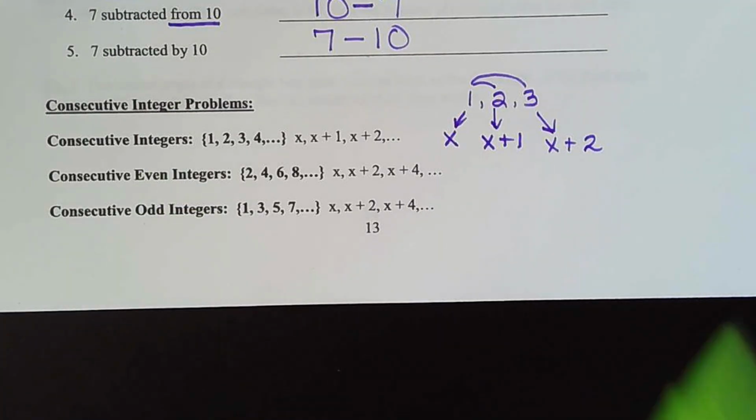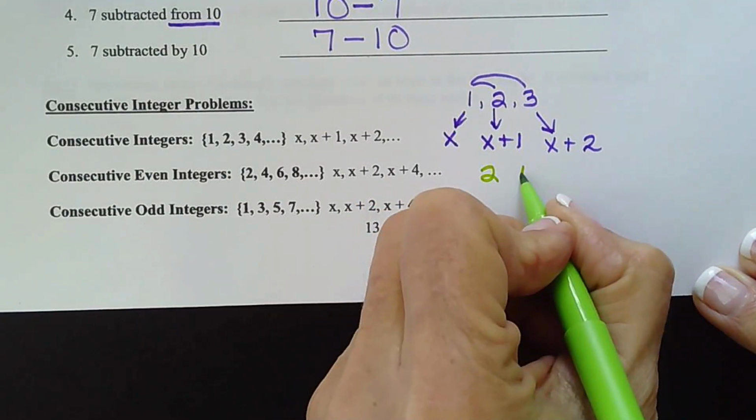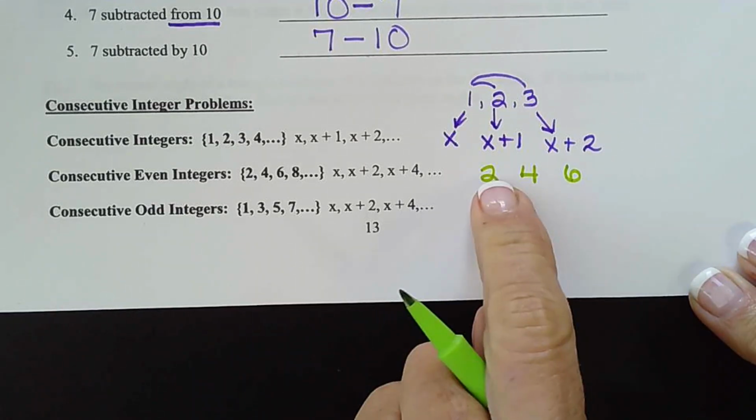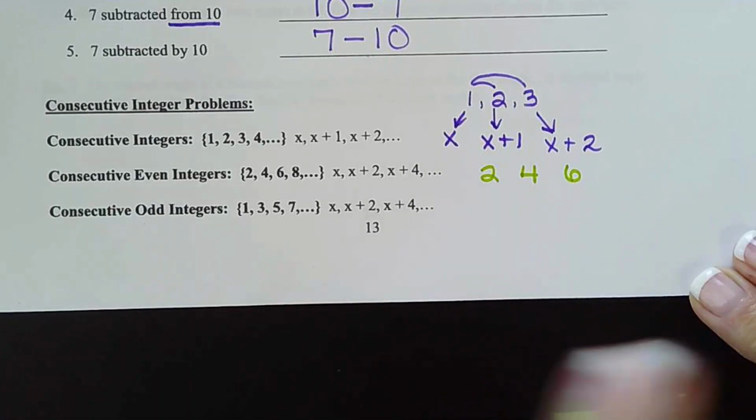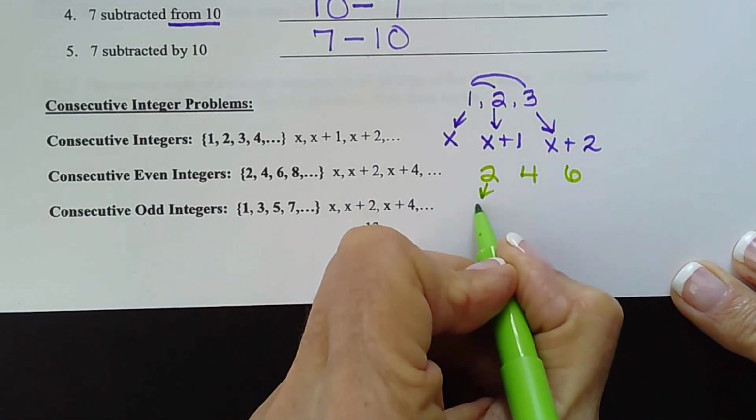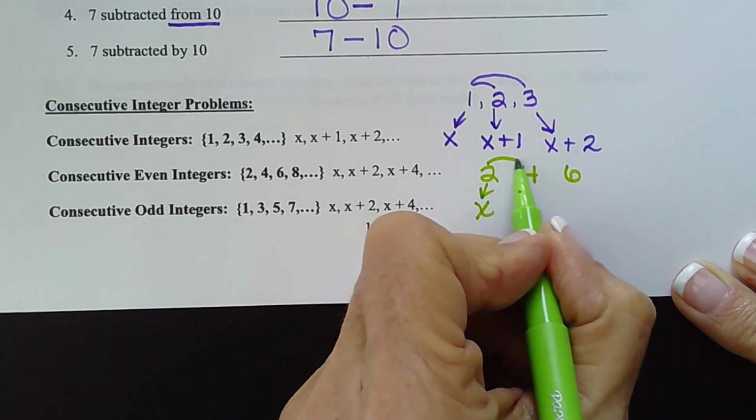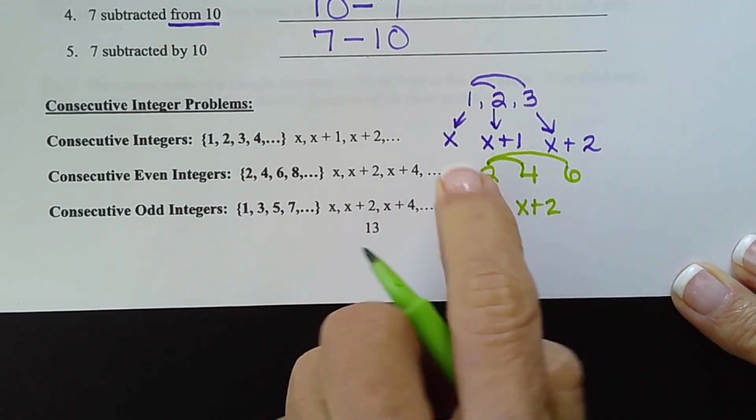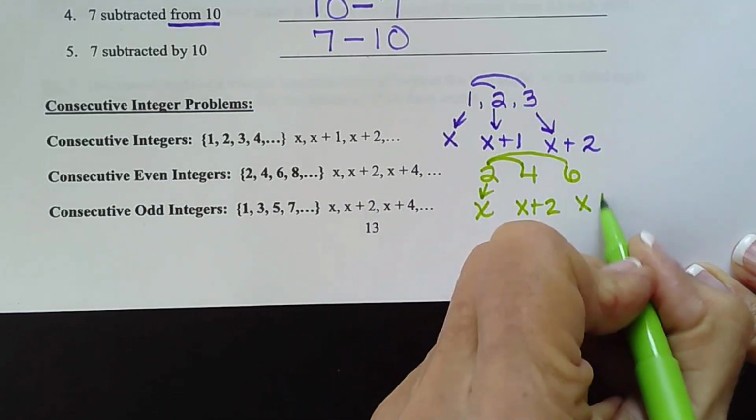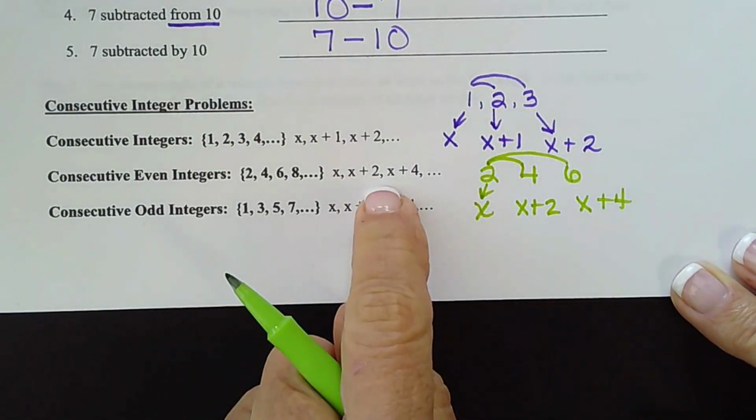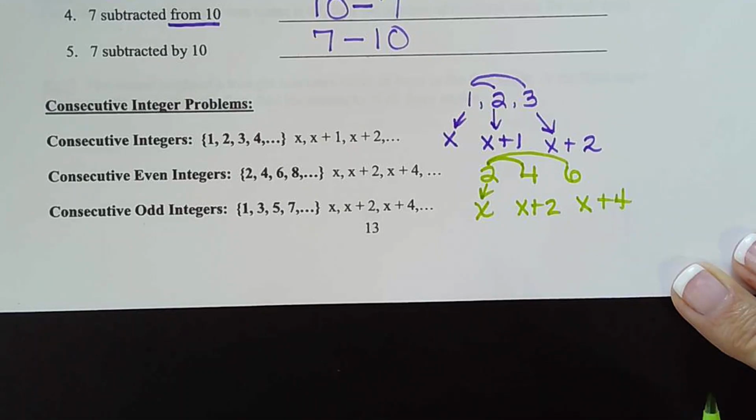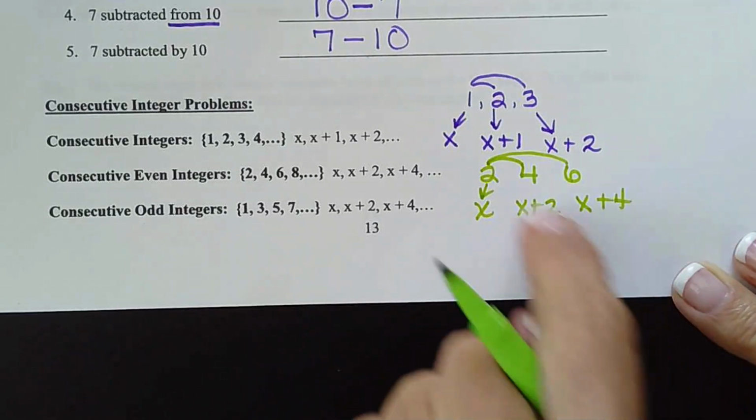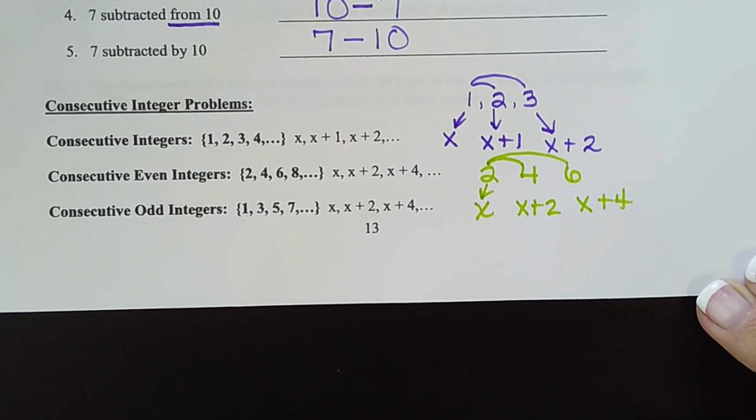Okay, for even, just pick 3 even numbers. Like I said, I always pick the little ones. They're even. They have to be in order, consecutive. So 2, 4, 6. So you follow the pattern. X is the first one. What do I have to do to get from 2 to 4? Add 2. What do I have to do to get from 2 to 6? Add 4. And look at that. No memorization needed. And even after all these years of teaching, I do that at the beginning of every problem.